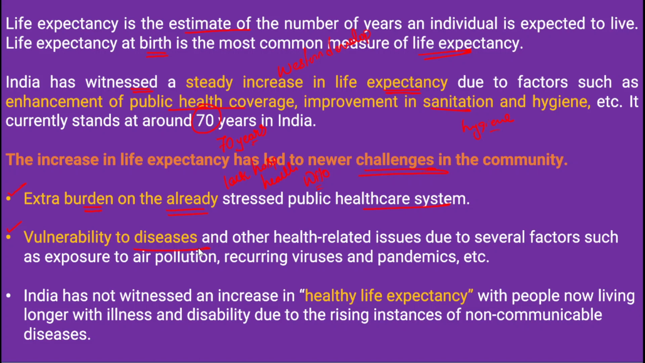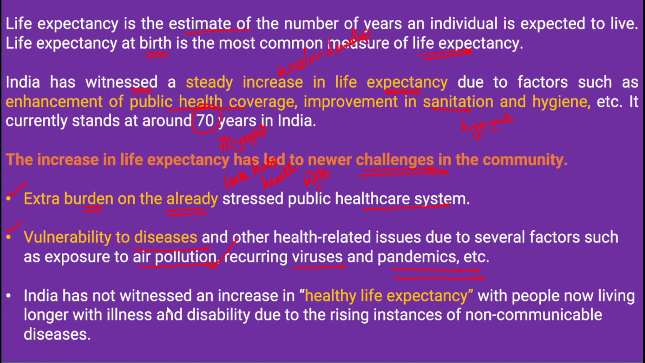For example, recently the COVID-19 pandemic. Okay, so because of the increasing life expectancy and more population, what generally happens is that the vulnerability to new diseases will further increase, particularly because of air pollution, recurring viruses and other pandemics. So because of these reasons, the vulnerability to diseases will further increase.